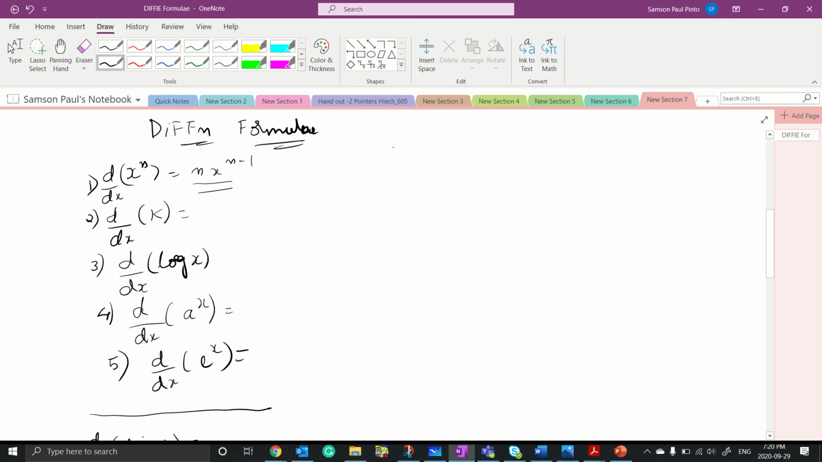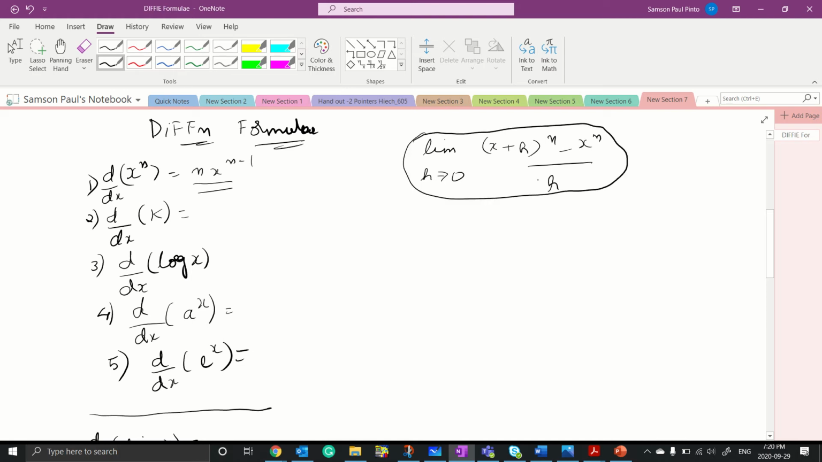You express it as limit h tends to 0 of (x plus h) to the power of n minus x to the power of n, divided by h. You can apply this first principle formula and derive this formula. If you want to do it, it is a good exercise. I suggest, if you're interested, you can do it.